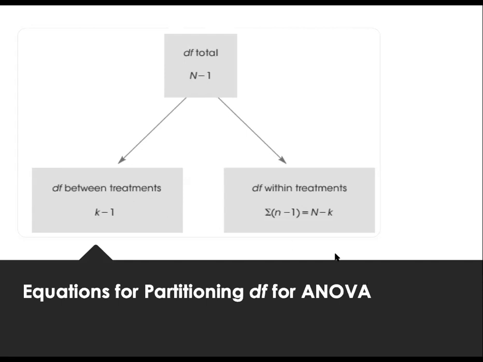And then the degrees of freedom between treatments. When we did the sum of squares between treatments, that measured variability for the set of treatments among the 3 different treatment groups. And so the degrees of freedom is the number of treatment groups minus 1.